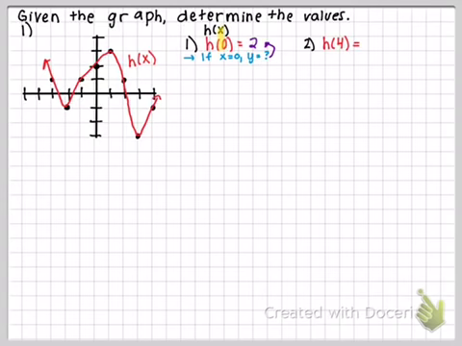What if we had h of 4? H of 4 is the same thing as saying if x equals 4, what does y equal? So if x equals 4, 1, 2, 3, 4, what does y equal? Well, y equals -1.